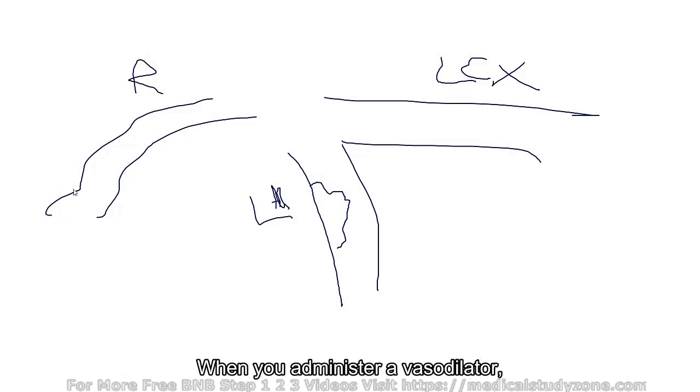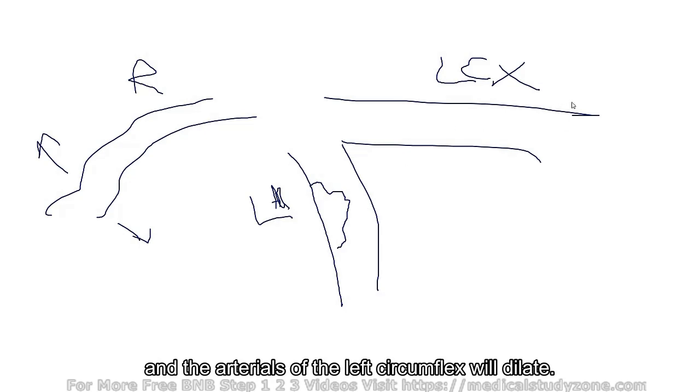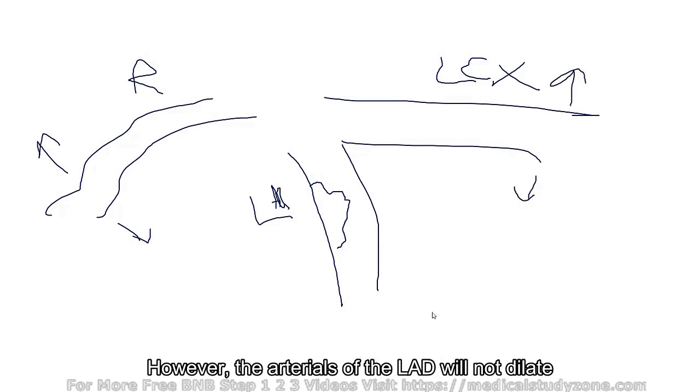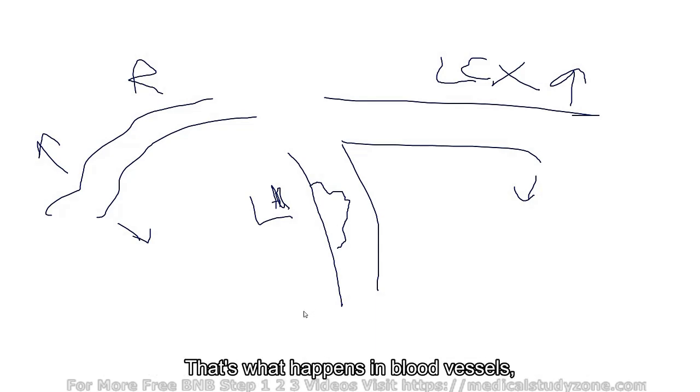When you administer a vasodilator, the arterioles of the right coronary artery will dilate, and the arterioles of the left circumflex will dilate. However, the arterioles of the LAD will not dilate. That's because they are already maximally dilated at rest. That's what happens in blood vessels where there is a flow-limiting stenosis.